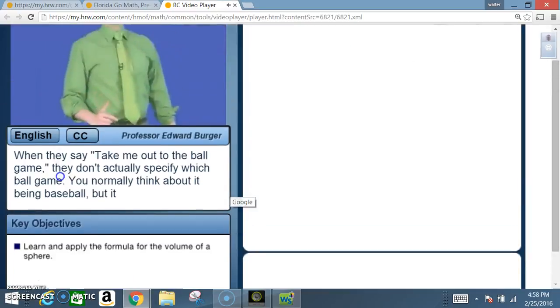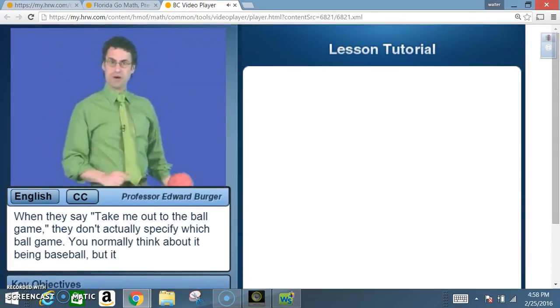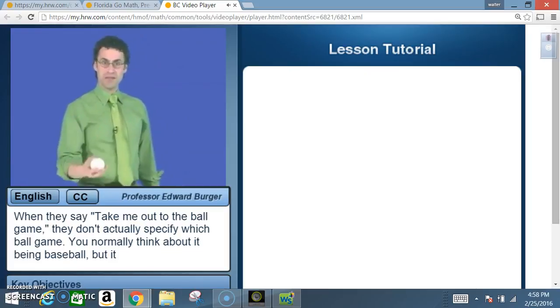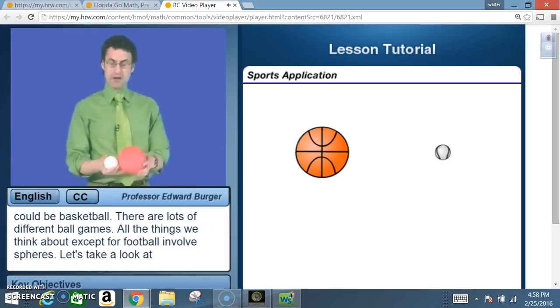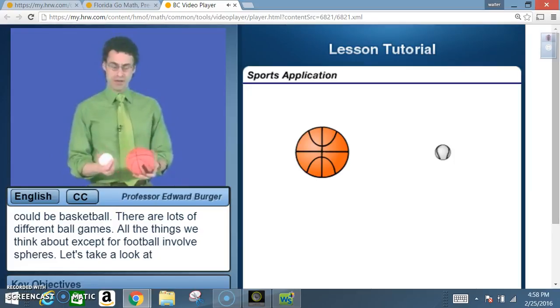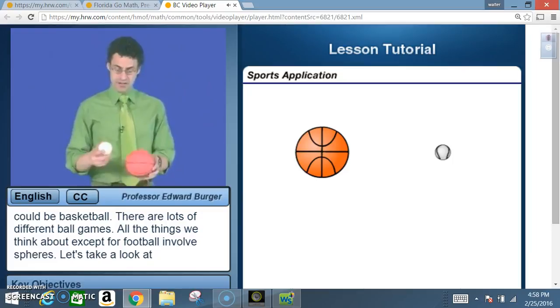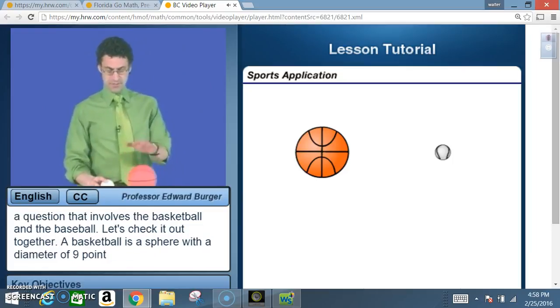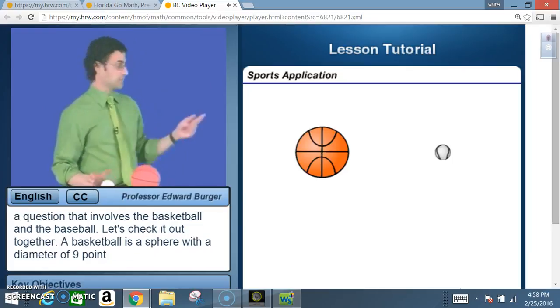You know, when they say take me out to the ball game, they don't actually specify which ball game. Of course, you normally think about it being baseball, but it actually could be basketball. There are lots of different ball games, and in fact, all the games that we think about, except for football, actually involve spheres. So let's take a look at a question that involves the basketball and the baseball.